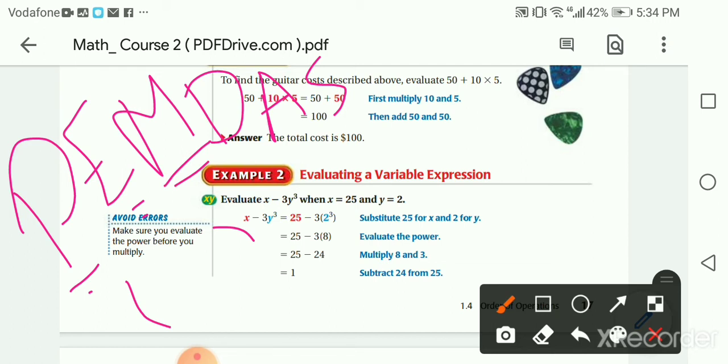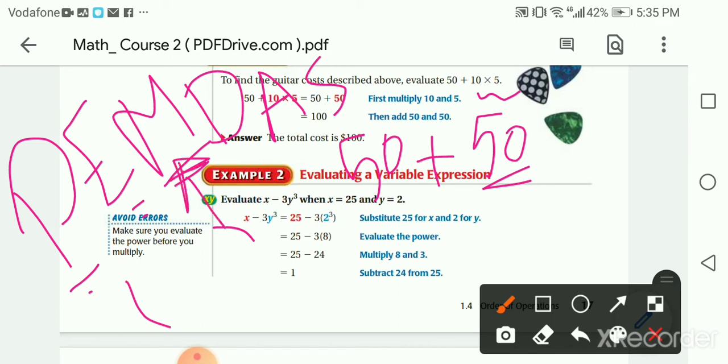I start with multiplying. I didn't take 50 plus 10. I took 10 times 5. 10 times 5 gives you 50, right? So I started with the multiplication. This is very important. Open your eyes and focus with me. So 10 times 5 equals 50. 50 plus 50 equals what?